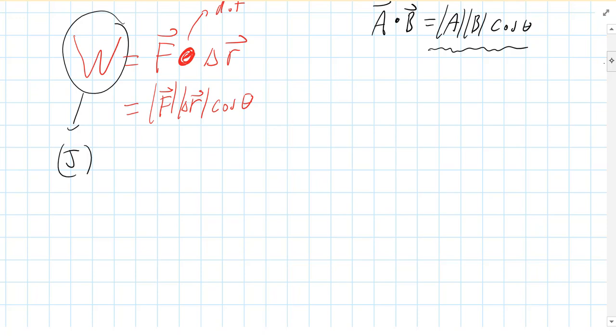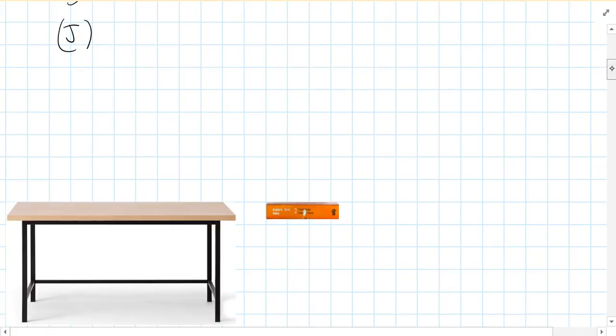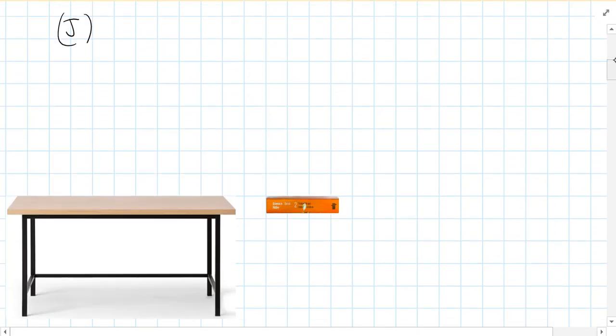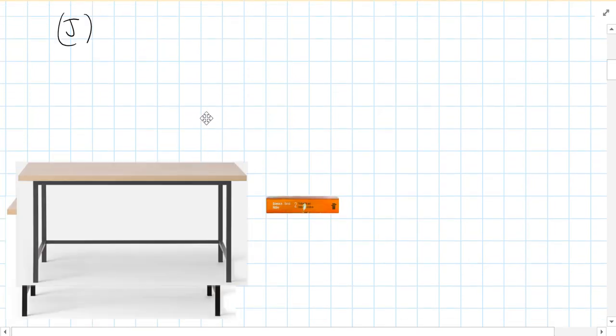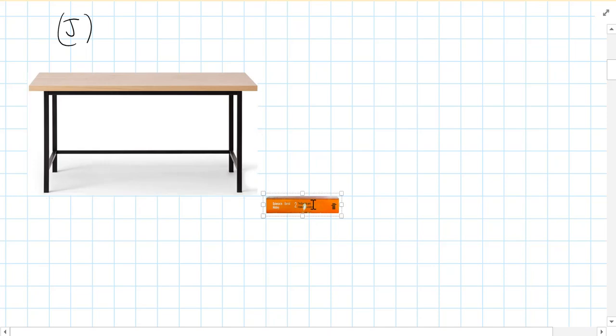Okay. All right, now the next couple examples are totally conceptual. You feel free to write this stuff down if you want. I'm going to kind of talk through it. So I've got a picture of a desk here and a picture of a book. Okay, here's a desk, here's a book.